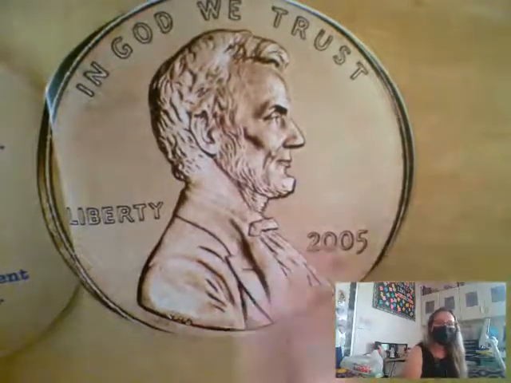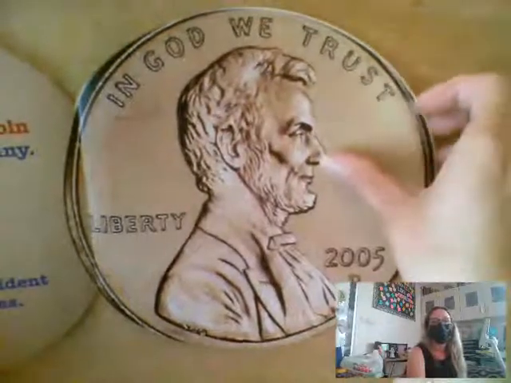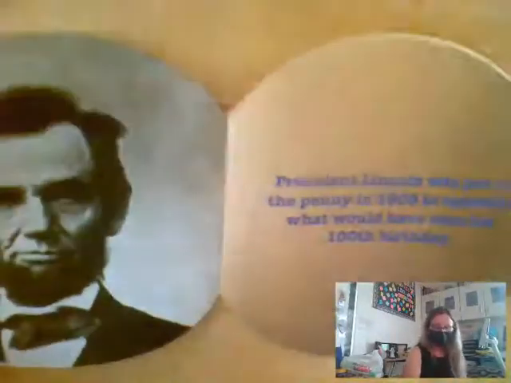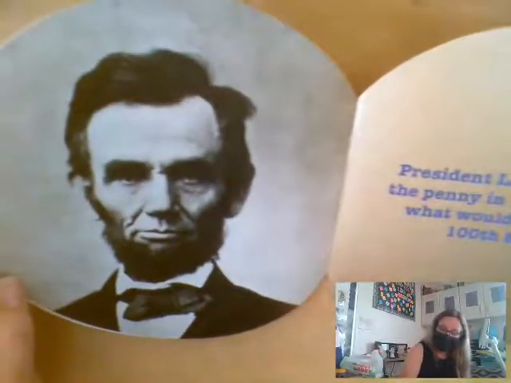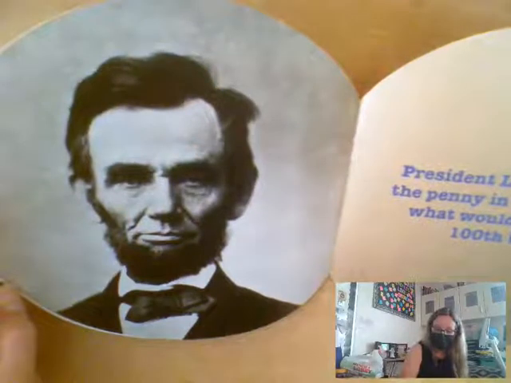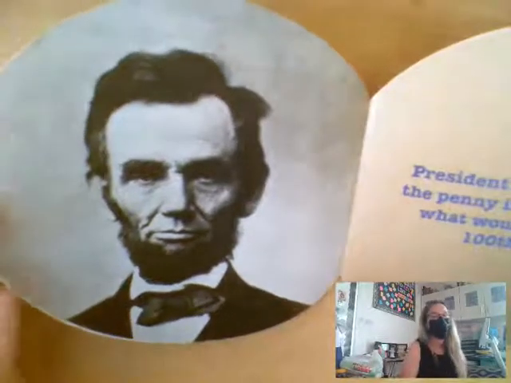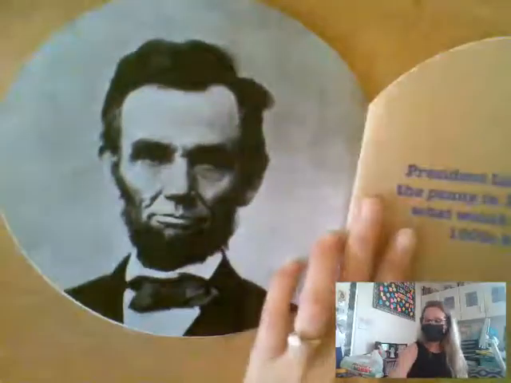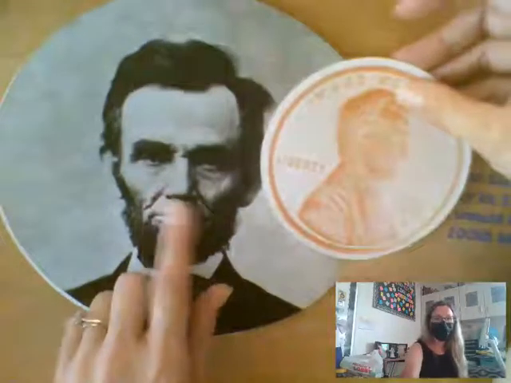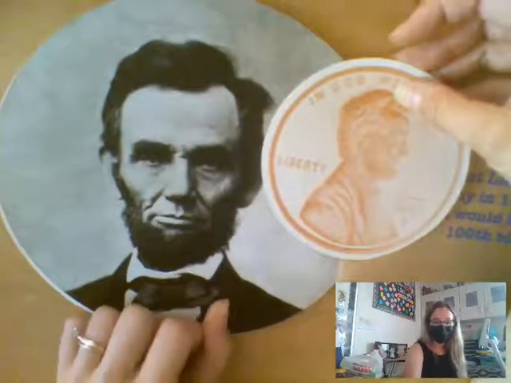He was the 16th president of the United States. Here's a real picture of him. President Lincoln was put on the penny in 1909 to celebrate what would have been his 100th birthday. So when we look at the penny and we see that face on the penny, that is the 16th president, Abraham Lincoln.